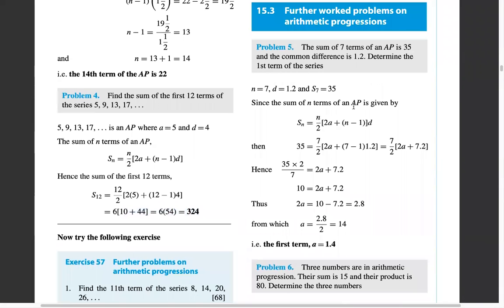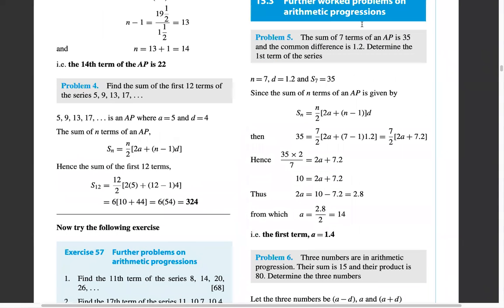And if you notice, there's just more worked problems on this topic, further work problems on arithmetic progressions. They don't really have anything new to show you anymore. It's just work problems. You just need to sit down and do the problems. So they say the sum of 7 terms of an AP is 35. The common difference is 1.2. Determine the first term. So what do we know?